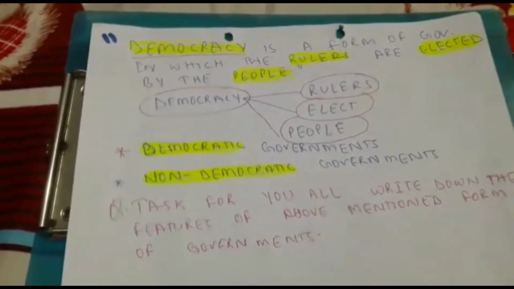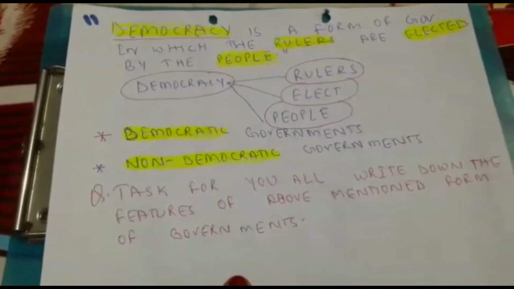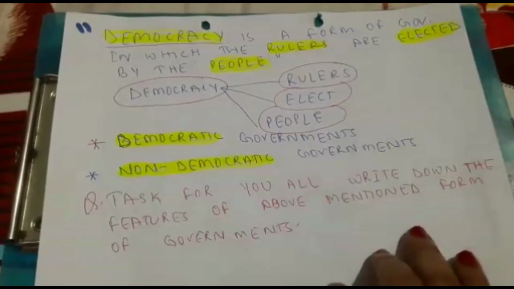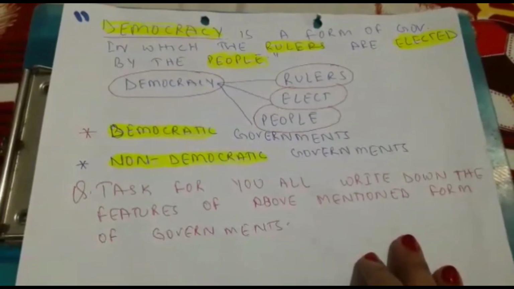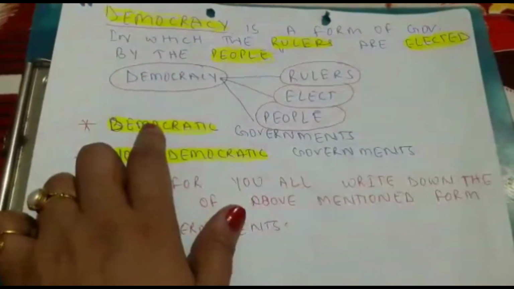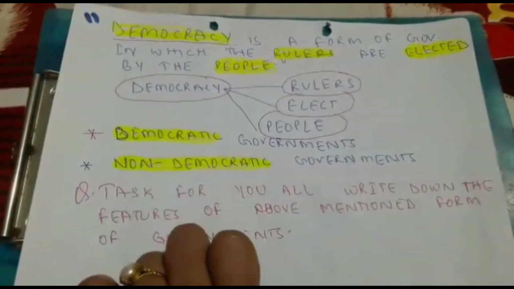Now, as we understand that there are two different forms of government, democratic governments and non-democratic governments, I would like you to do some tasks. You will all write down the features of the above mentioned forms of government, that means the democratic government and the non-democratic government.